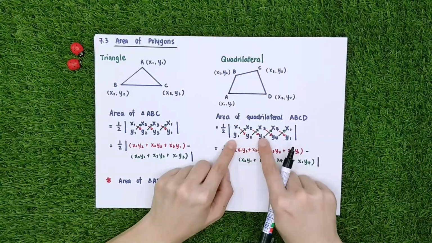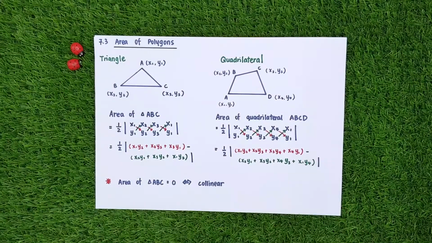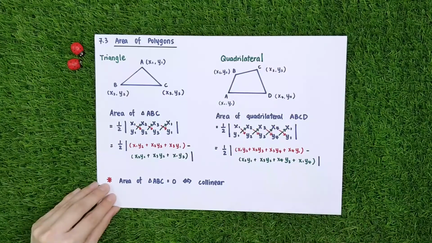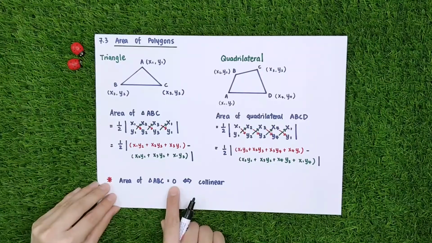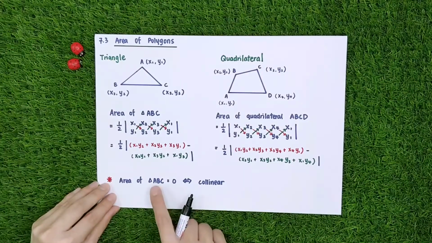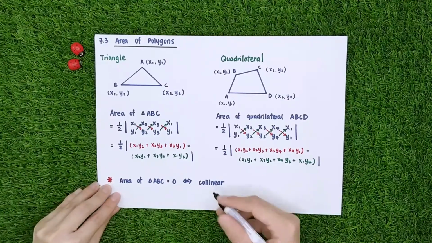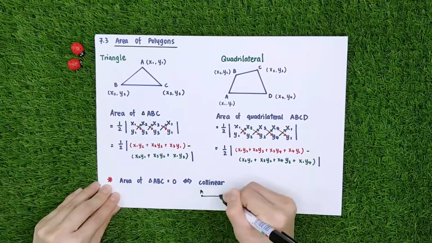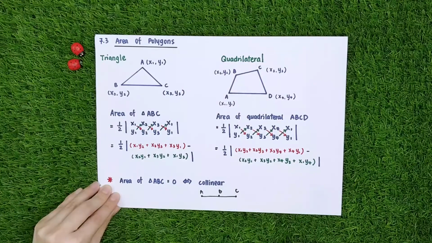For the area of a quadrilateral, you just list out all the points: point 1, point 2, point 3, point 4, and point 1 again. Then you use the formula and you can directly find the area of the quadrilateral, okay? Now there is one important point I need you to remember. If you find that the area of ABC is equal to 0, then you must know that ABC is collinear. What does collinear mean? That is a straight line, A, B, C.